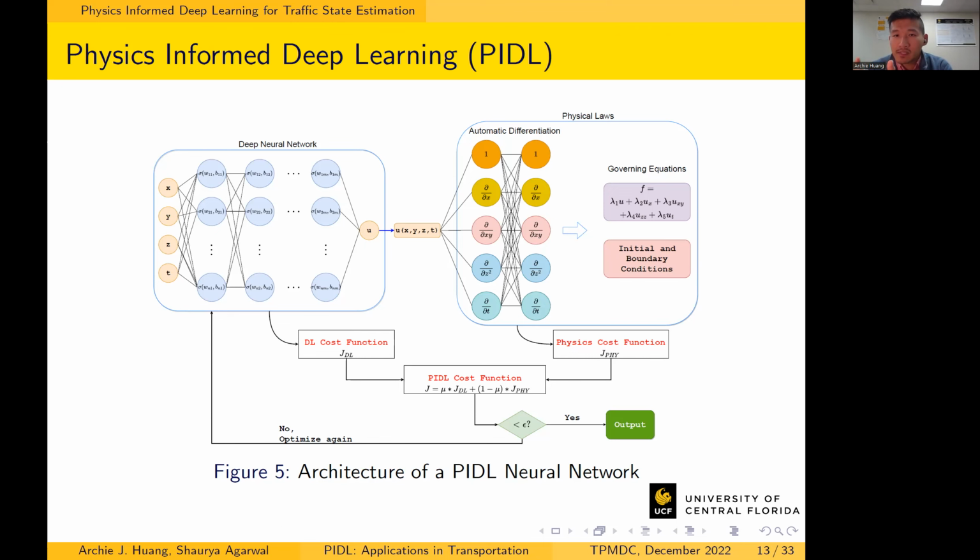So my final PIDL cost function is actually the summation of the weighted DL cost and the weighted physics cost, these two cost terms. That's how I can include the governing physical equation into my training process, and guide this deep learning neural network into finding the best fitting parameters to reconstruct or to estimate the traffic states.